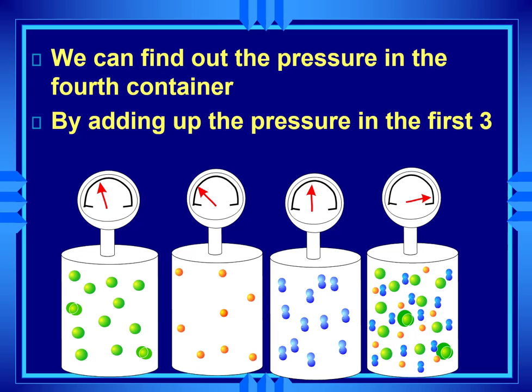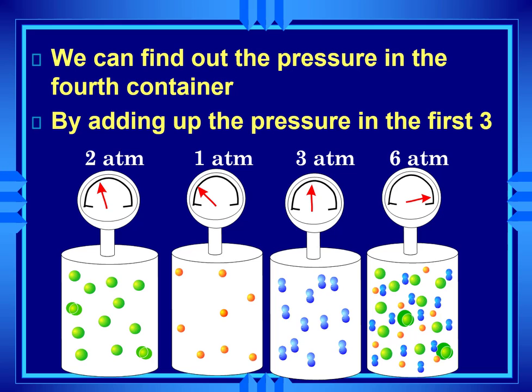So if the first one's 2 atmospheres, the second one's 1 atmosphere, and the third one's 3 atmospheres, what's the pressure in the fourth container? 6 atmospheres. 2 plus 1 plus 3. Extra super hard. That's it. It's really easy to do. The problem is it's so easy, people forget it.